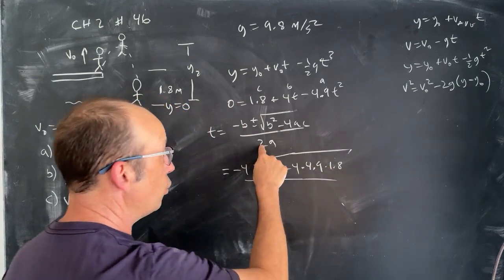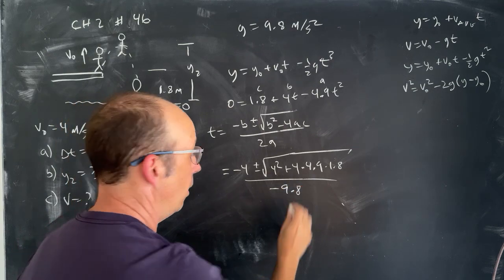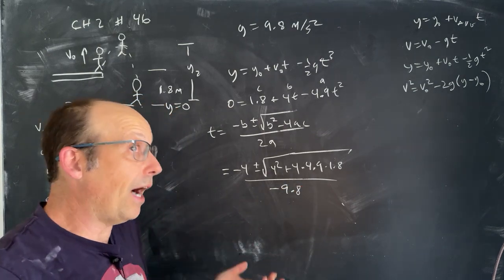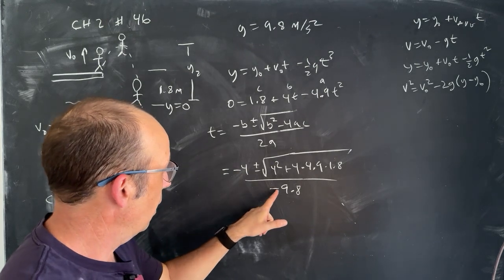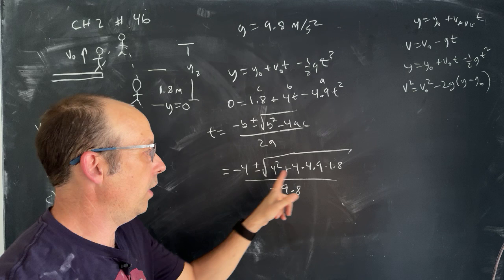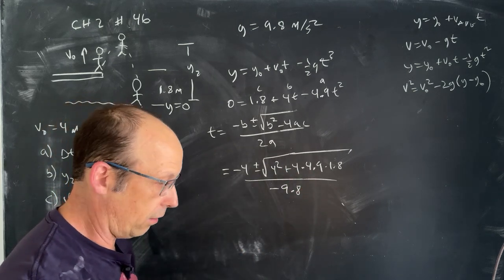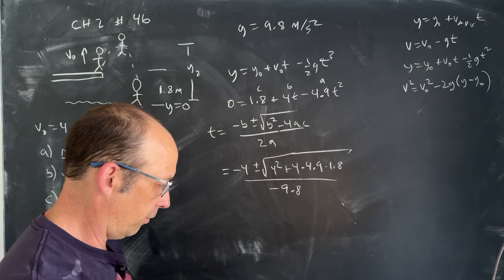All of that over 2 times a, which is going to be negative 9.8. So I want a positive time, right? So if I have a negative there and a negative there, I want the top to be negative overall. So let's just go ahead and calculate this thing in the square root right there, just to make it a little bit easier to see.